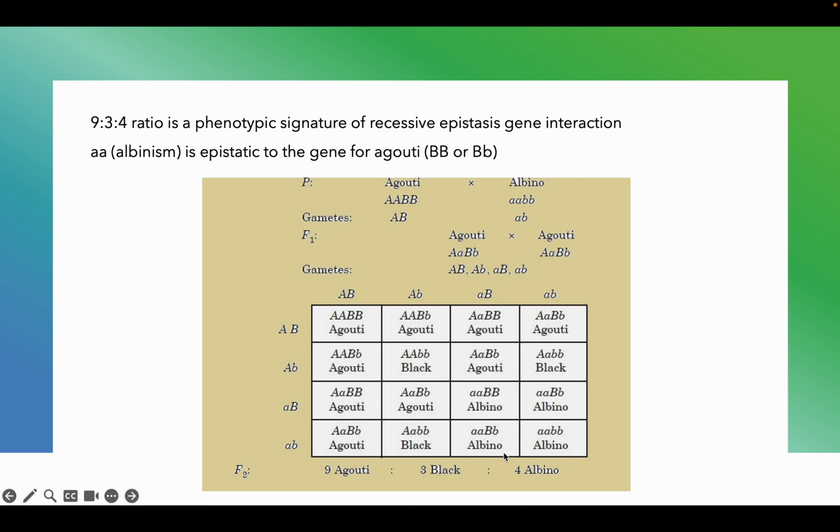Only when aa is in recessive condition, we will see the albino, the phenotype of the recessive one, because now it's hiding B. So what we get is albino. Overall, the ratio that you get is 9:3:4, which is different from the Mendelian one. So I hope the epistasis, dominant and recessive, is clear.